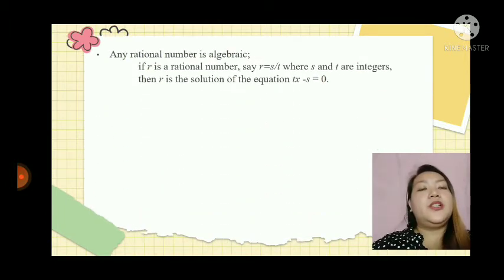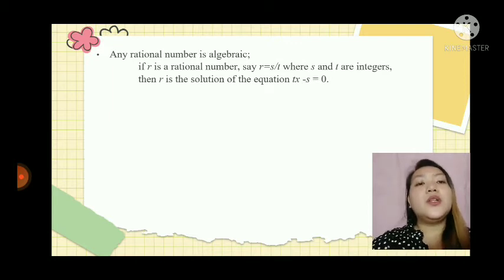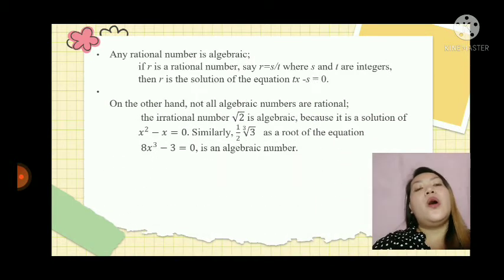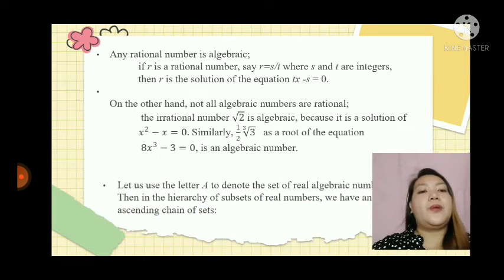Any rational number is algebraic. If r is a rational number, say r = s/t, where s and t are integers, then r is the solution of the equation tx - s = 0. On the other hand, not all algebraic numbers are rational. The irrational number square root of 2 is algebraic because it is a solution of x squared minus 2 equals 0. Similarly, one half cube root of 3 is a root of the equation 8x cubed minus 3 equals 0, so it is an algebraic number.